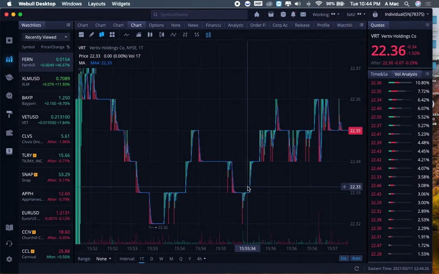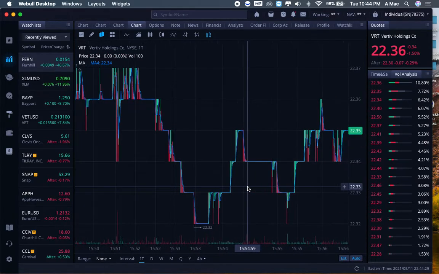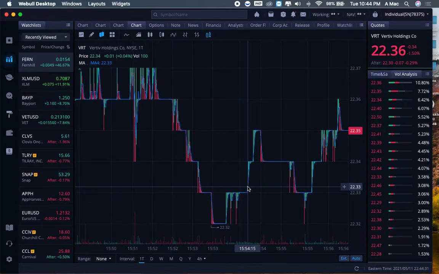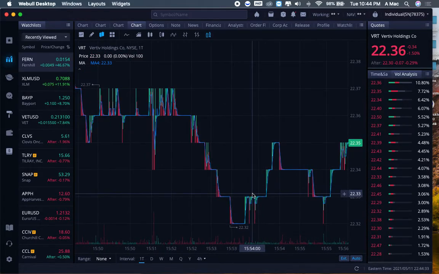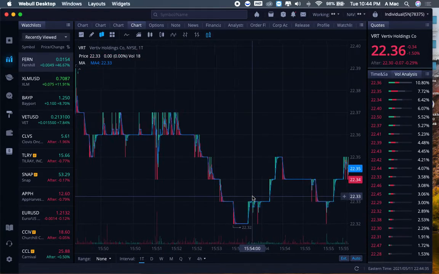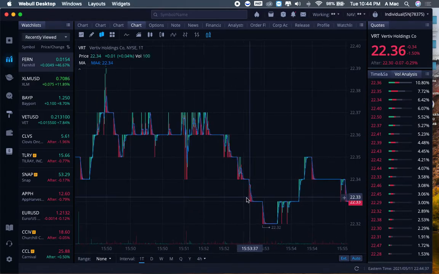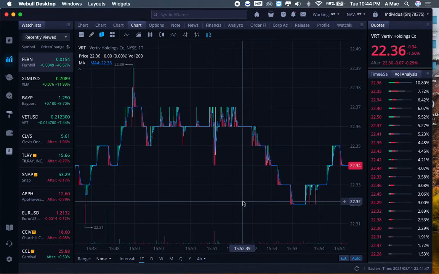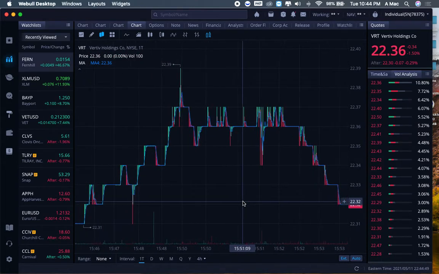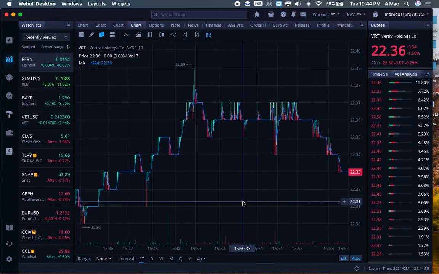We're going to get started with our charts. We're going to go over how to identify support and resistance. You can think of support as the ground you're standing on, and you can think of resistance as the ceiling above your head.